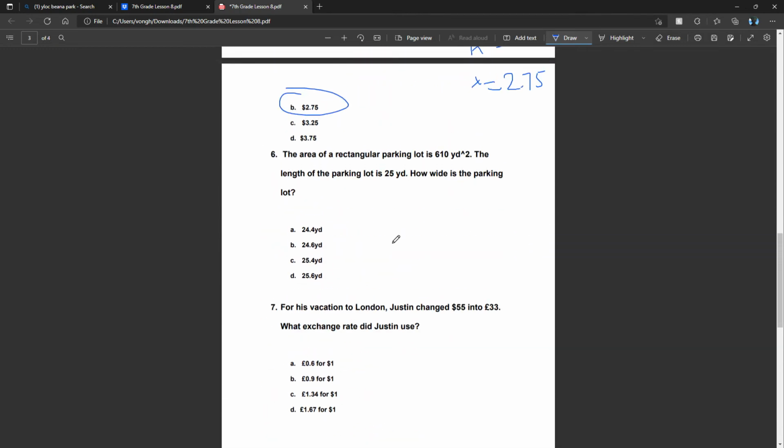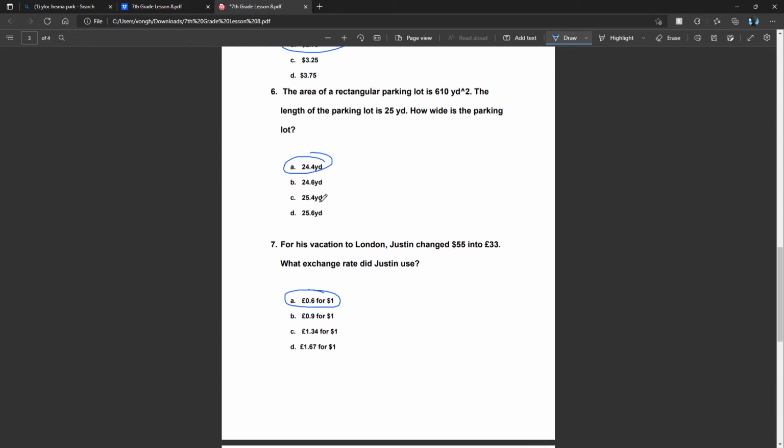Try doing 6 and 7 on your own. I'll put the answers. You should get A here too. So yeah, try them on your own and see if you get the correct answer.